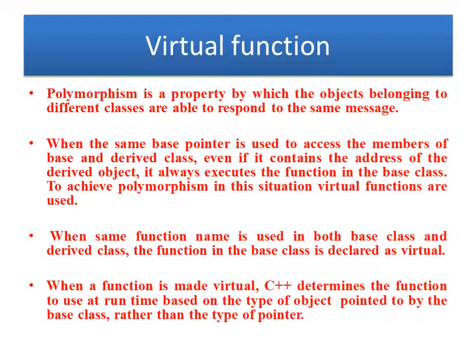So here this property is going to allow objects belonging to different classes to respond to the same message. When the same base pointer is used to access a member of the base and derived class, even if it contains the address of the derived object, this base pointer is always going to execute the function in the base class. The function in the base class is declared as virtual. So when a function is made virtual, C++ determines the function to use at runtime based on the type of object pointed to by the base class pointer rather than the type of the pointer.